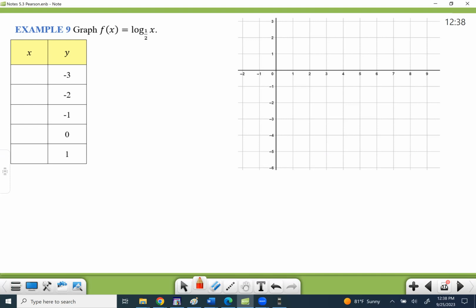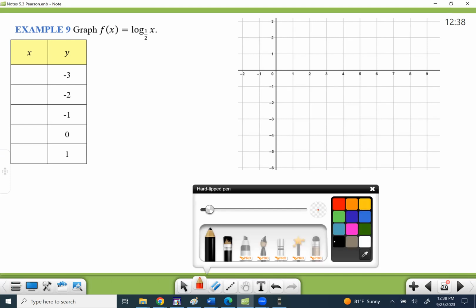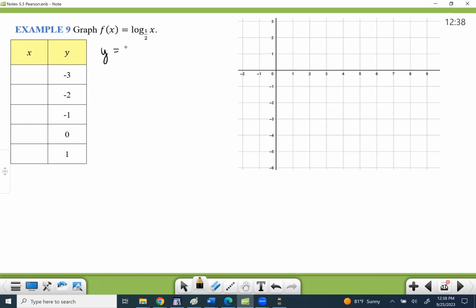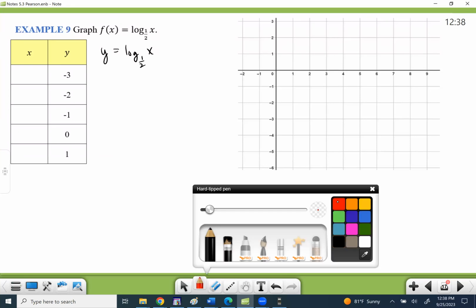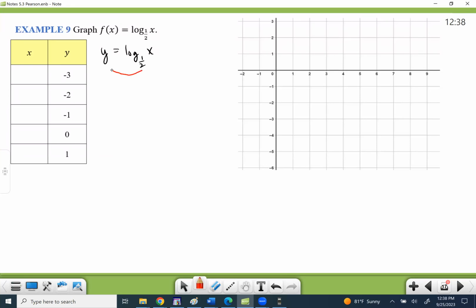Log base 1/2 of x. So we're going to rewrite this, right? Y equals log base 1/2 of x. Use the hook: start with the base, cross the equal sign to get the exponent, and then come back. So that is this written in exponential form. We transformed it from logarithmic form to exponent form. It makes sense to pick y values because then it'll be easier for us to do the math. So that's why we picked y values.